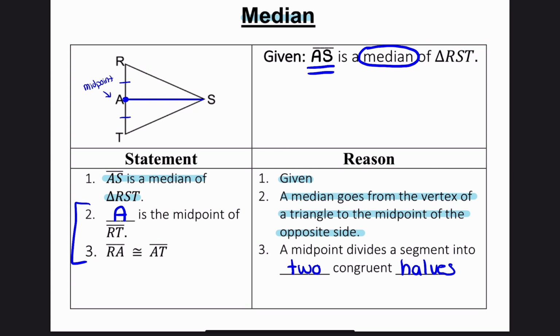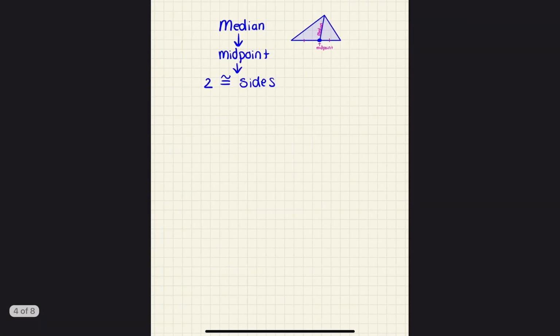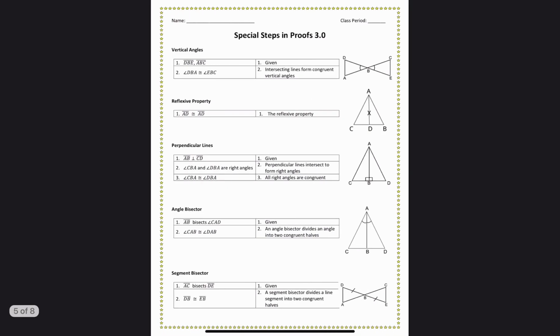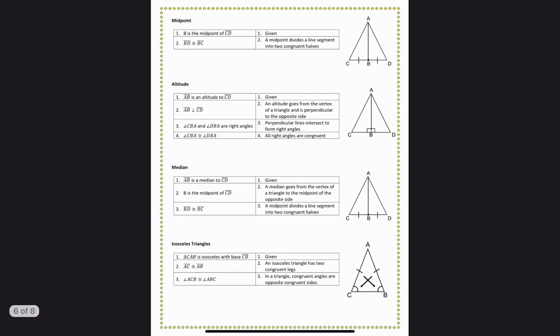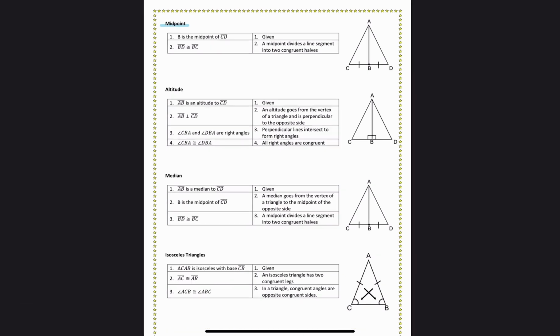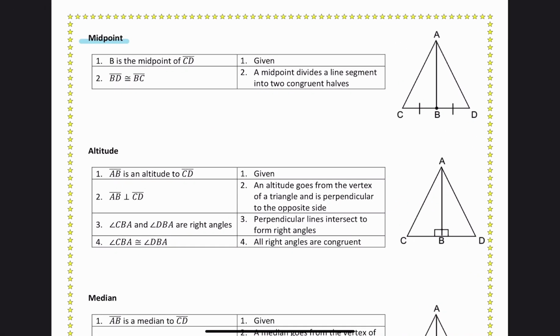It's just giving us two congruent halves, which gives us sides, which helps us to get to our method. Now, I do want to point out before we move further on, we added this to our things to remember, but this is also in our special steps and proofs. So this first page, it's not on, but if you take a look at the second page, there's two places you want to look. Right here, you'll see midpoint, right?